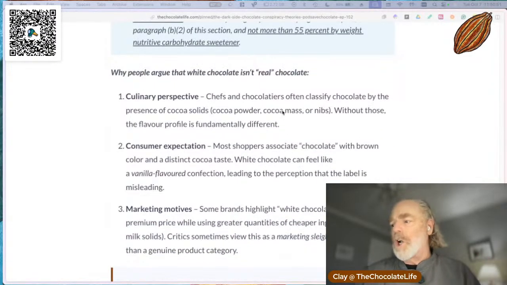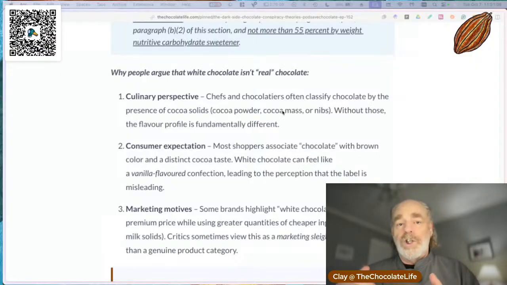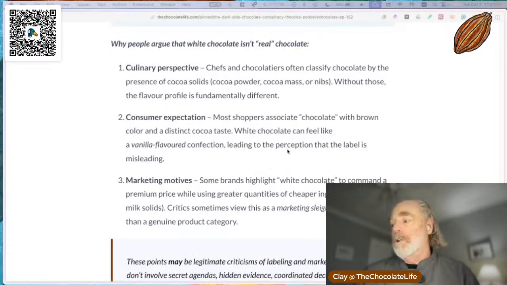Number one is chefs and chocolatiers often classify chocolate by the presence of cocoa solids. So cocoa powder, cocoa mass, or nibs. Without them, the flavor profile is fundamentally different, but it is the lack of the parts of the cocoa bean that turn chocolate brown, because there is no non-fat cocoa solids in white chocolate. That's why it's not chocolate, right? People argue that, but it turns out to be not true, right? Consumer expectation. Most shoppers associate chocolate with the color brown and a distinct cocoa taste.